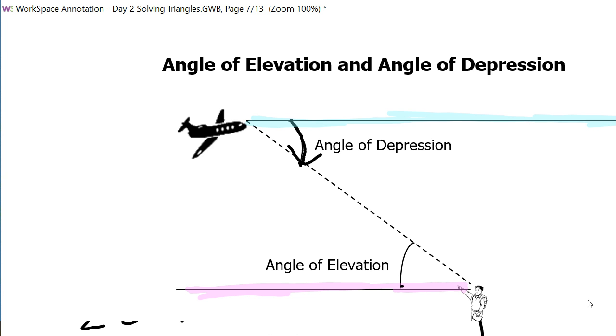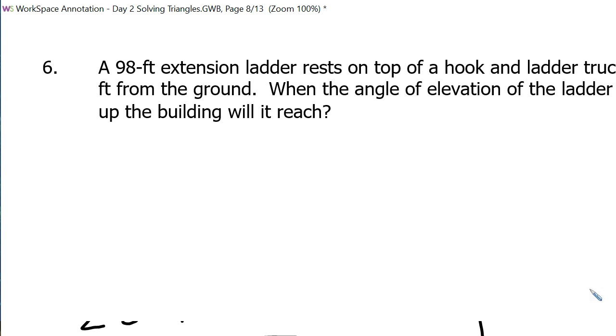Okay, so let the fun continue. Number 6. A 98-foot extension ladder rests on top of a hook and ladder truck with its base 11 feet from the ground. When the angle of elevation of the ladder is 73 degrees, how high up the building will it reach? Now, these word problems are best solved by drawing yourself a diagram. Now, if you're an artist like me, yours will look gorgeous.